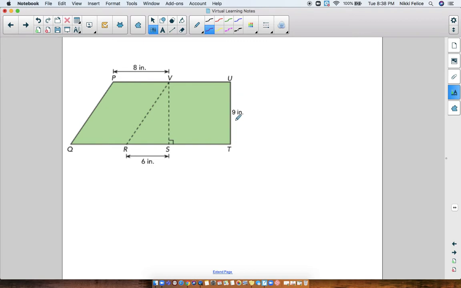This square, so if this side is 9, that means this side also has to be 9. So 9 times 9, 81. So the area of the square is 81 inches squared.